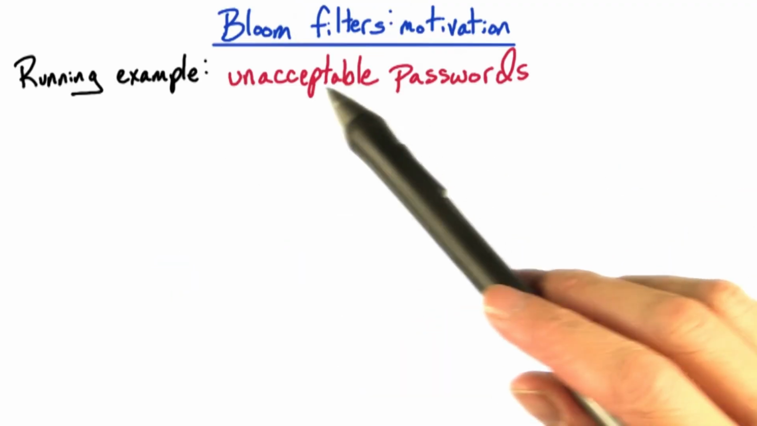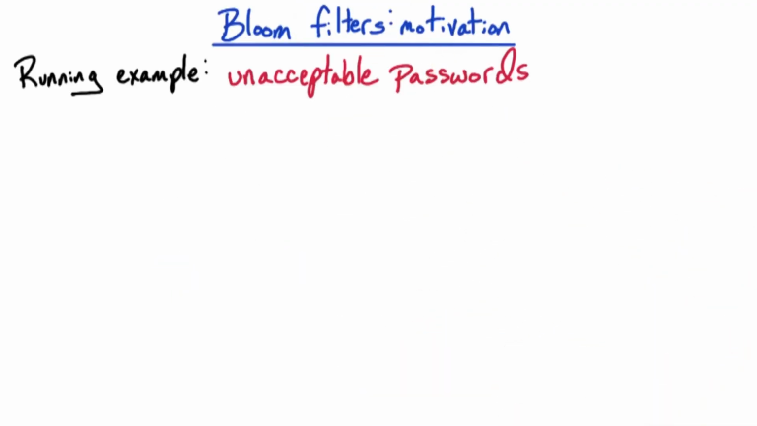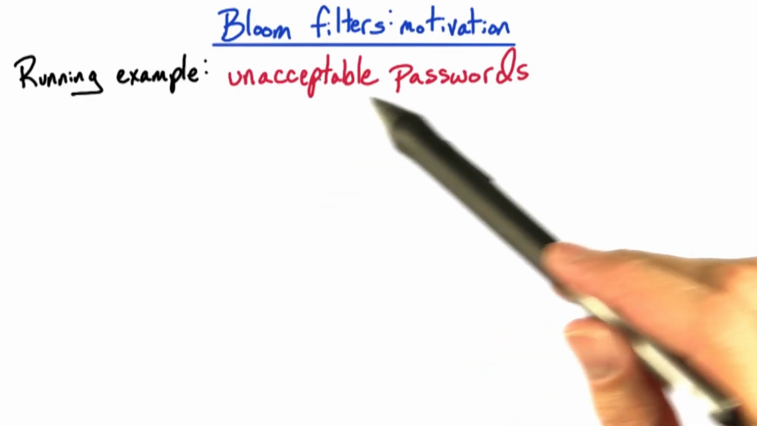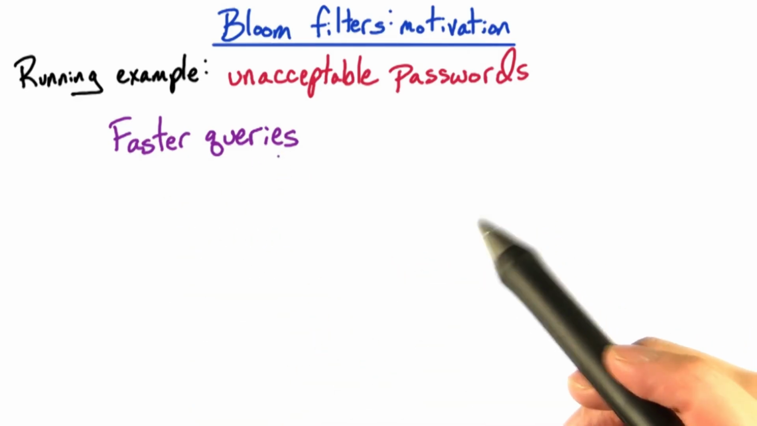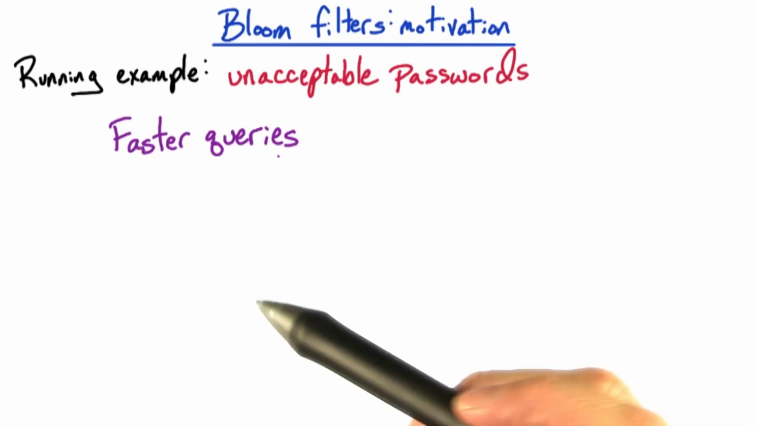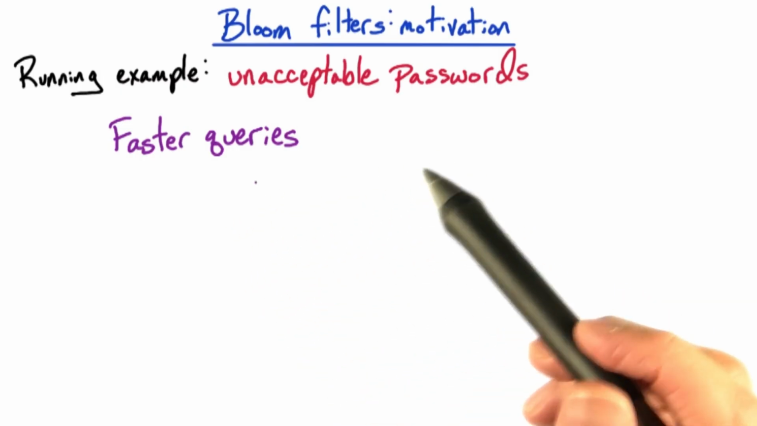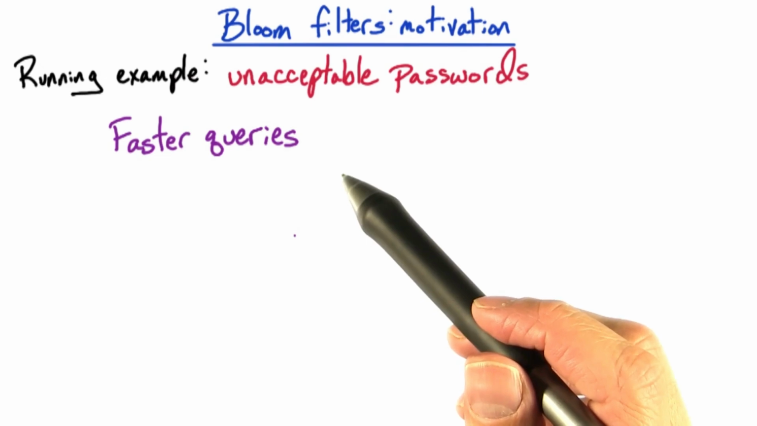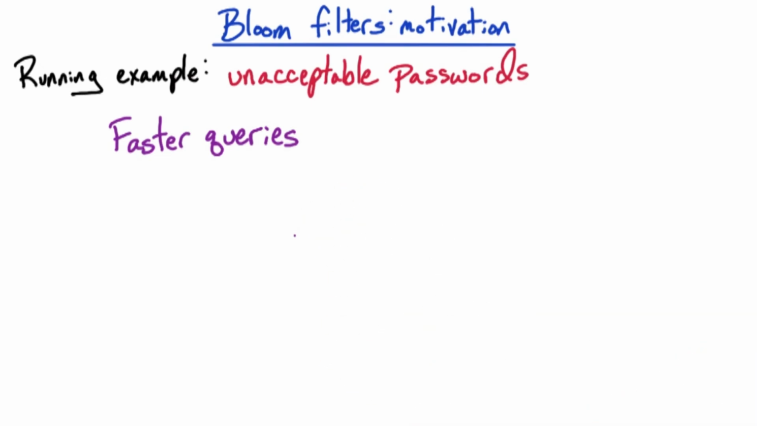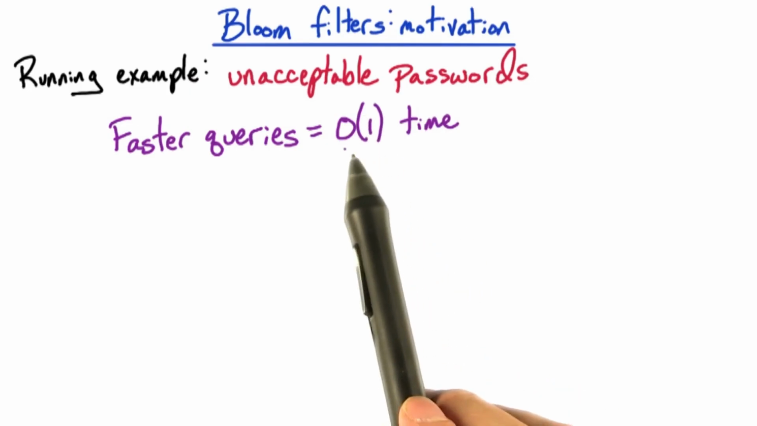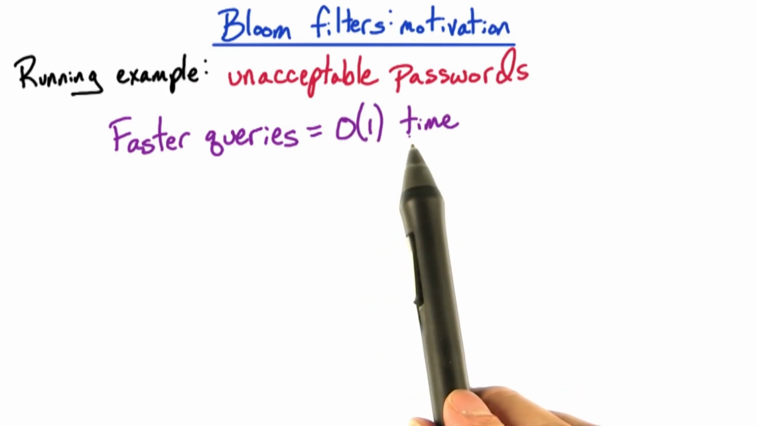Now we can finally describe Bloom filters. Let's keep in mind this running example from before, the case of unacceptable passwords. We're going to describe a new data structure that has faster queries. Recall in the traditional hashing scheme that we previously described, the query time was order log n for the simple scheme, or order log log n for the more advanced scheme which used the power of two choices idea. Here we're going to achieve query time order 1, so constant query time.